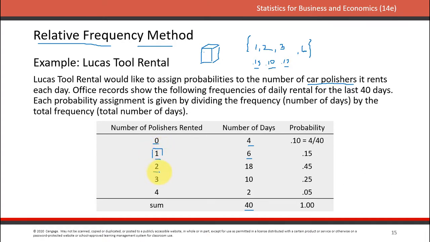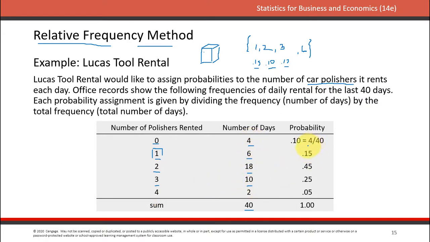And then some days they rented out 2. In their study of the 40 days, there were 18 days when they rented out 2. And sometimes they rented out 3, and there were 10 days like that. Sometimes they rented out 4, and there were 2 days like that. Presumably they never rented out more than 4. So the number of days are here.